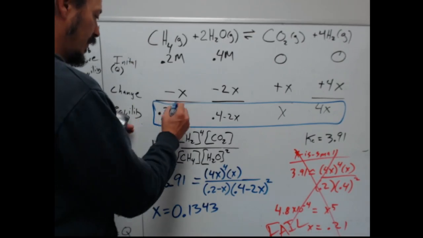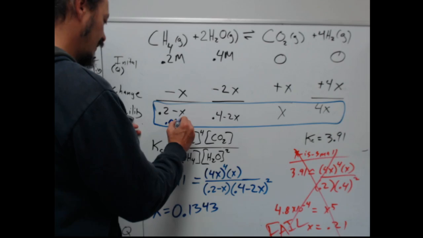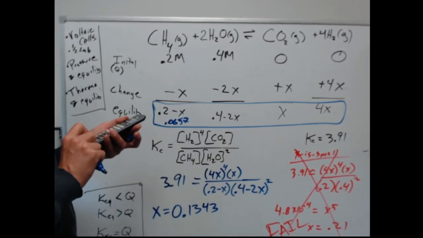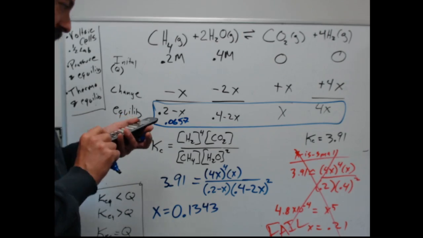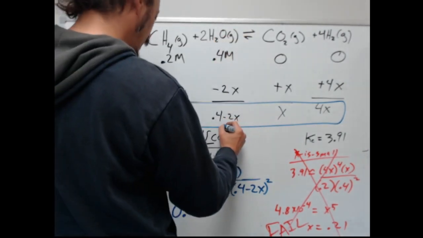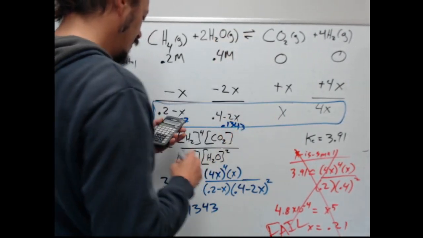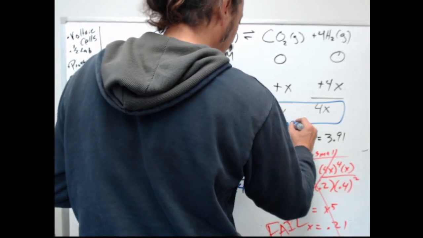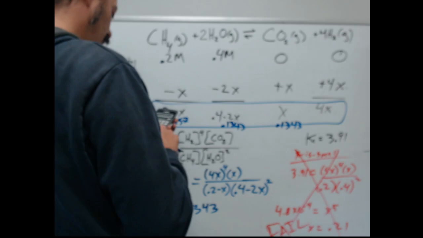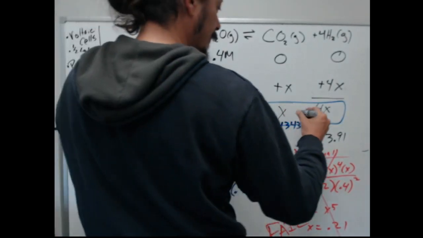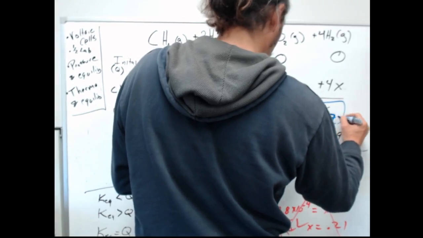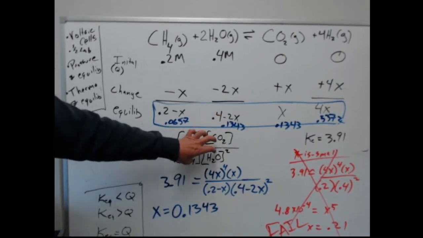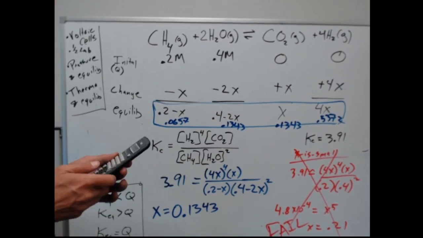So in this situation, for this 0.2 minus x, I would get 0.0657. 1343 times 2, negative, plus 0.4. This value for my H2O left over, I'm going to get 0.1343. My x, oh, we can even check if this is right. This is going to be 0.1343, and this is going to be 0.1343 times 4, 0.5372. And I'm going to do a quick check. If I plug these values back into here, do I get 3.91?